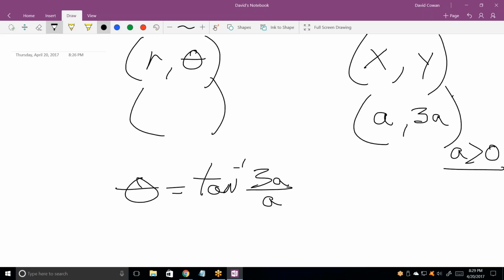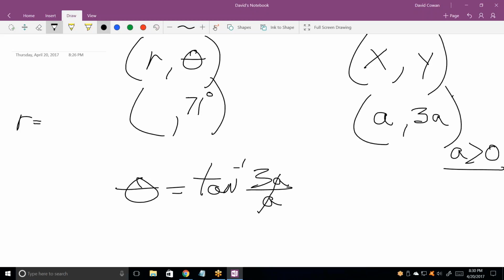If they would have said a is less than 0, then I would have to add 180 degrees to this answer. But the a's cancel. So again, it's the inverse tan of 3. What was that? The negative 3 was negative 71 degrees? Yeah. So this must be 71 degrees. And r could be a little tricky.